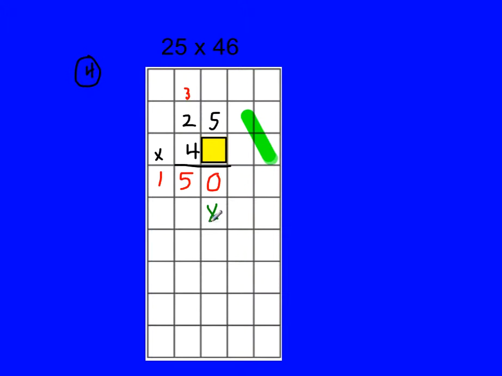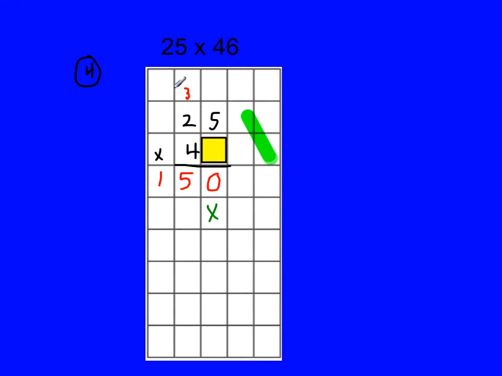Placeholder, to remind myself not to put my answer in the ones place, but to put it in the tens place because that's where the 4 is. Okay, there's something else that you need to do that is very important. You need to erase this number up here.